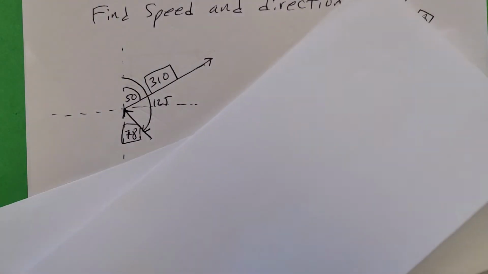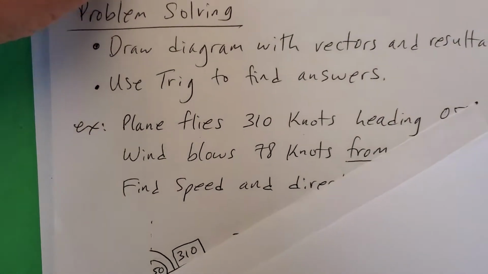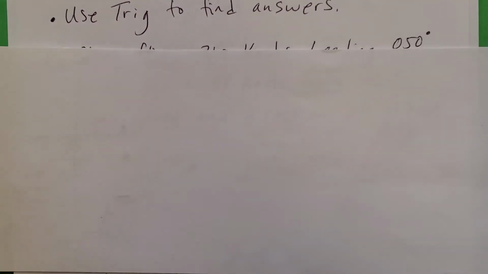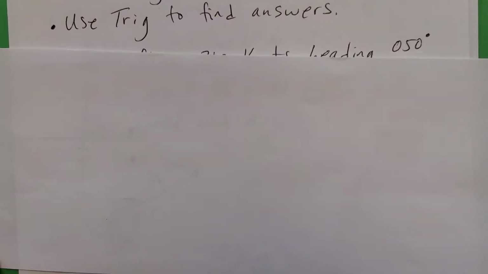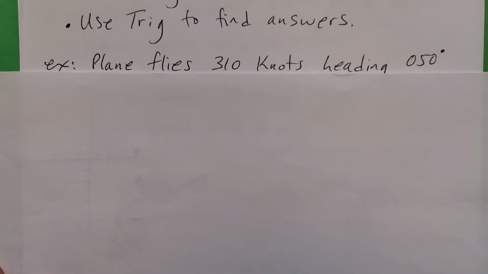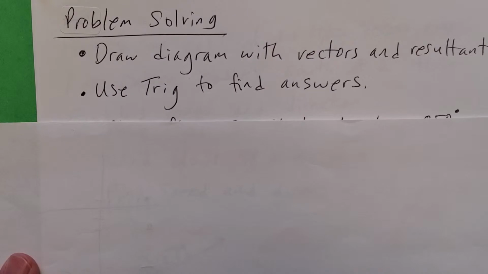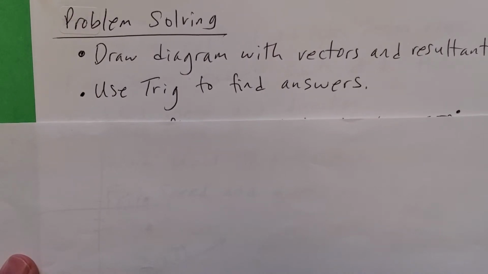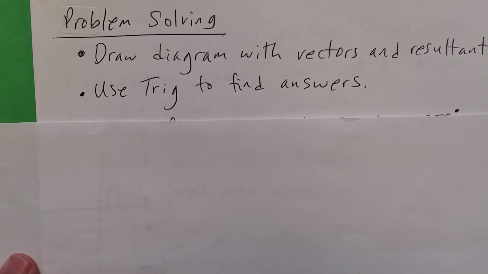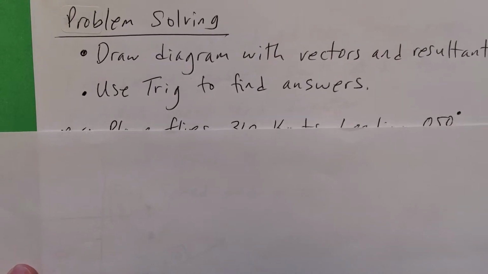Okay. Let's do a real life problem. You're always going to start with drawing a diagram, and then you're going to use trig. Now, in the example that I just showed you, we used SOHCAHTOA because there were right triangles involved. Sometimes you're not going to get right triangles. You will get triangles, but not right triangles.